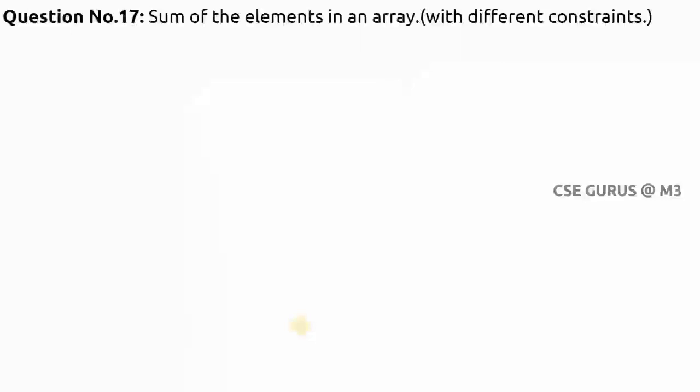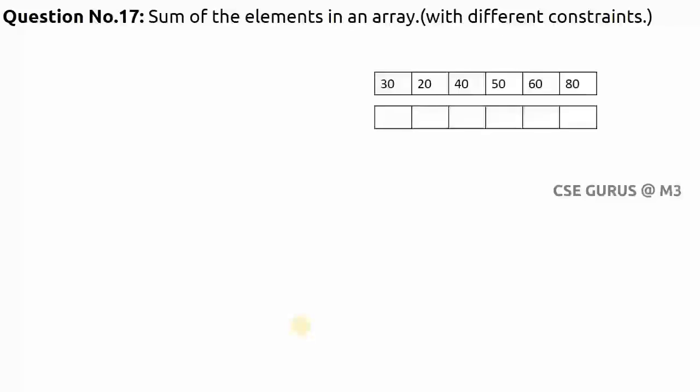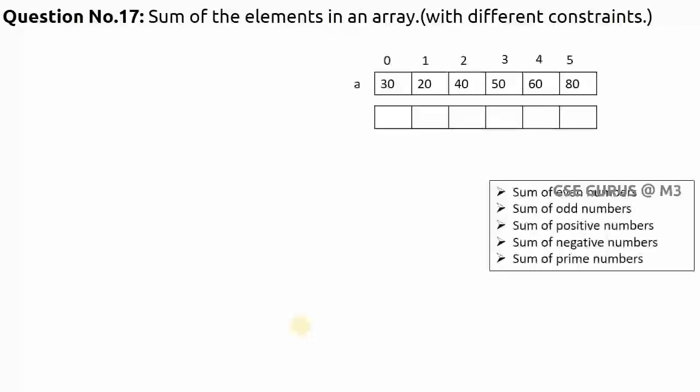Coming to question number 17, sum of elements in an array. So an array is given. Let us suppose this is an array where I want to get the sum of the elements. In simple terms, what does the sum mean? I have to compute a of 0 plus a of 1 plus a of 2 up to a of n minus 1. Like this we can take.